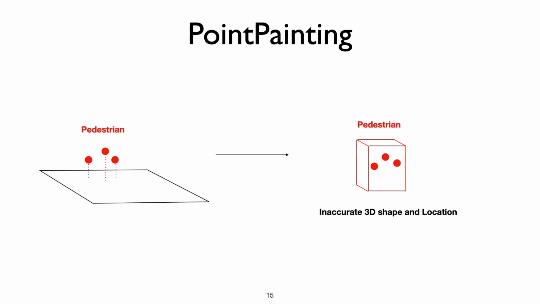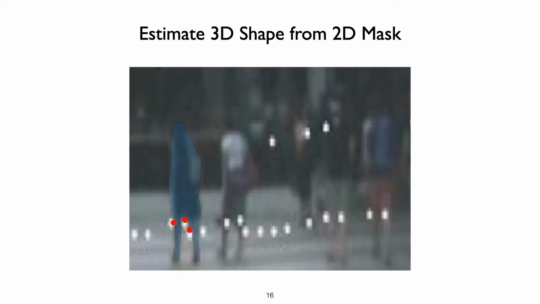However, as we still only get 3 LiDAR points for this object, the predicted box parameter won't be accurate. To solve this problem, we proposed to also estimate the detailed 3D shape from 2D mask prediction by lifting 2D pixels into 3D. Concretely, similar to point painting, we first run a 2D instance segmentation on camera images to get a semantic segmentation mask and identify foreground LiDAR points that correspond to this object, shown as the red dots in the image.